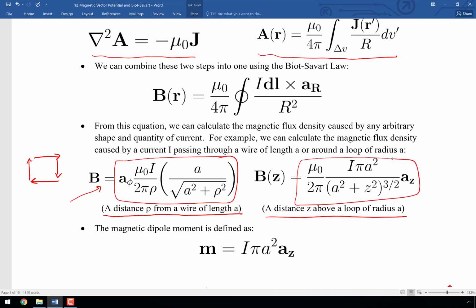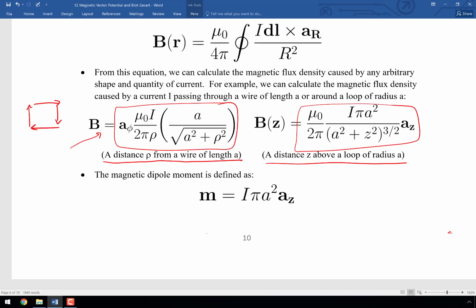And then finally, we talked about the magnetic dipole moment, which is I times pi a squared, where this is the surface area, I times A sub z.